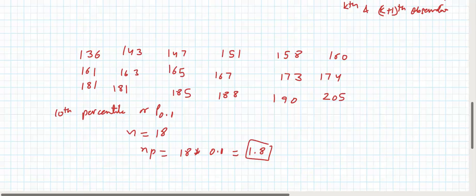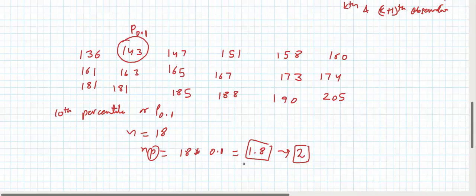So this is my P. This is not an integer, so I'll round it off to 2. So this number, the second observation, is my P.1. Does that make sense? Is this clear?